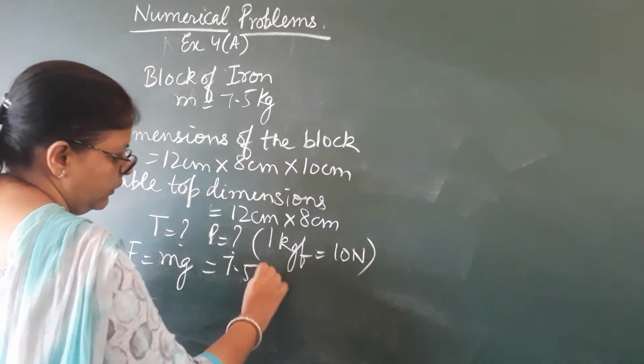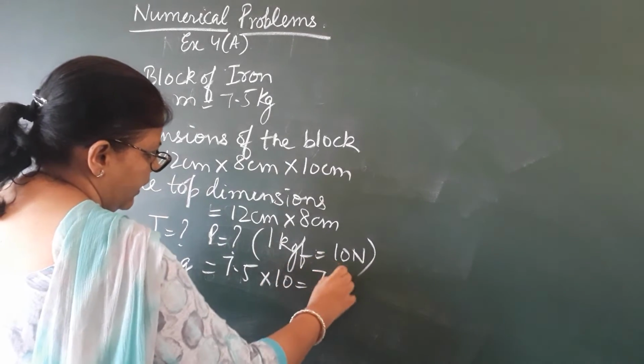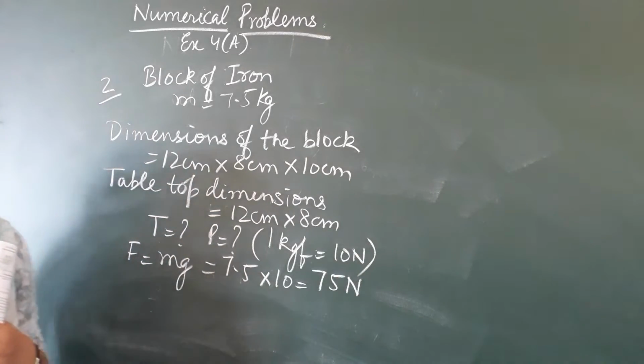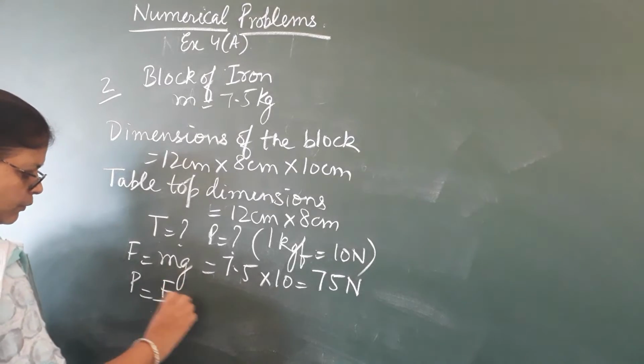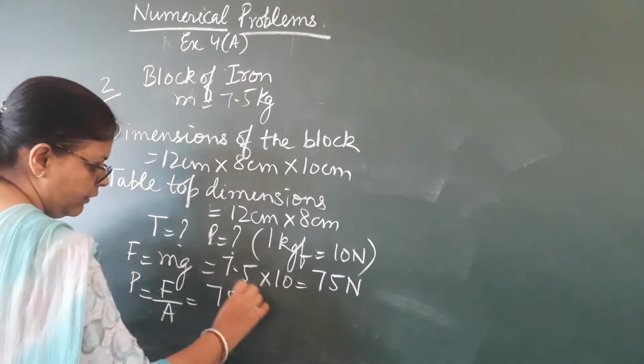We know the value of g is 10. So we get it as 75 newtons. The first part is done. Then we need to calculate pressure. Pressure is force upon area. We have already found out the force, 75 newtons.